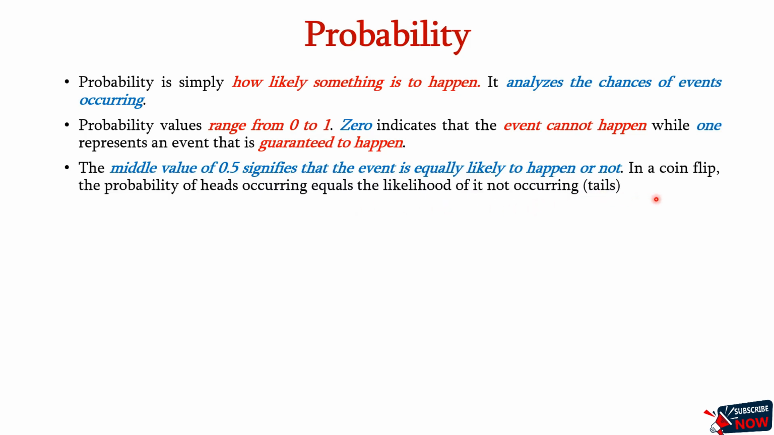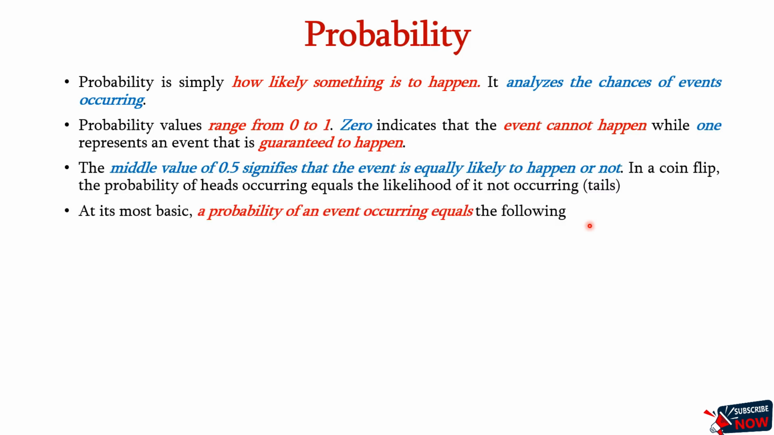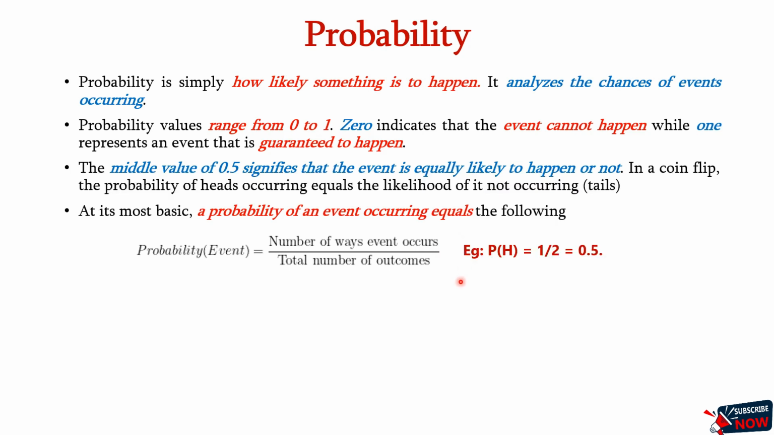For example, in a coin flip, the probability of occurrence of heads will be equal to the likelihood of occurrence of tails. Basically, the probability of an event occurring can be expressed using this formula: the number of ways the event occurs divided by the total number of outcomes. For example, if we consider a coin toss, the probability of getting a head is equal to 1 by 2.